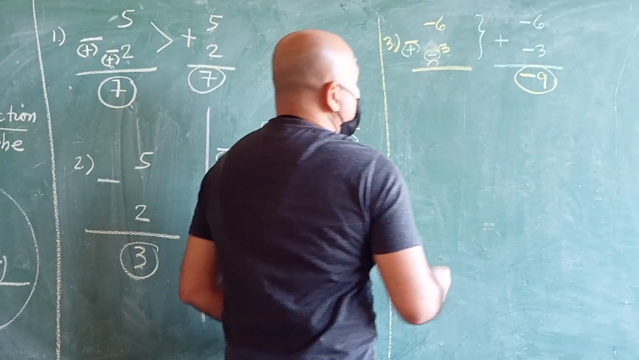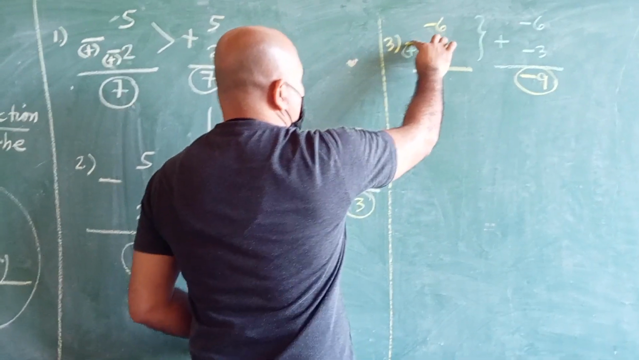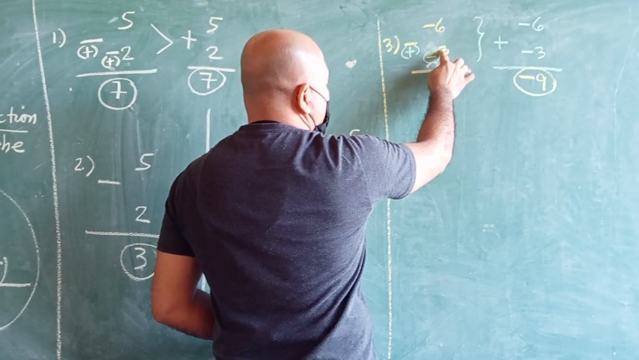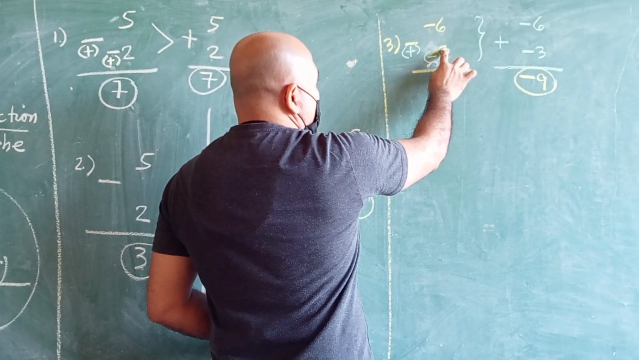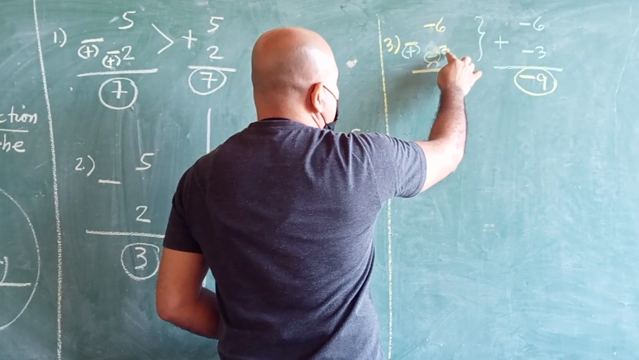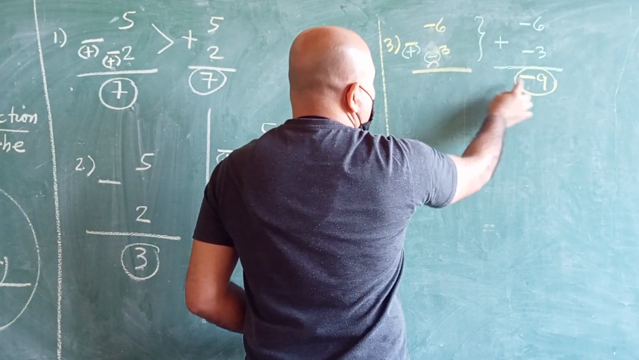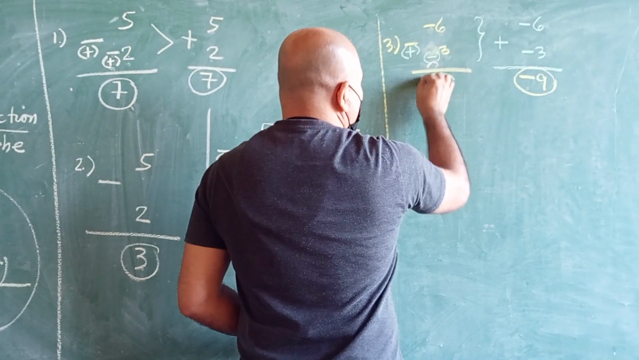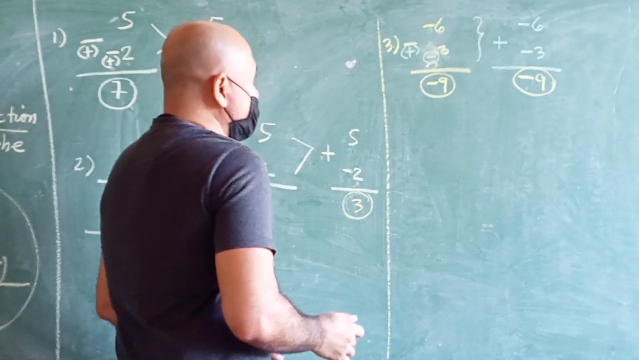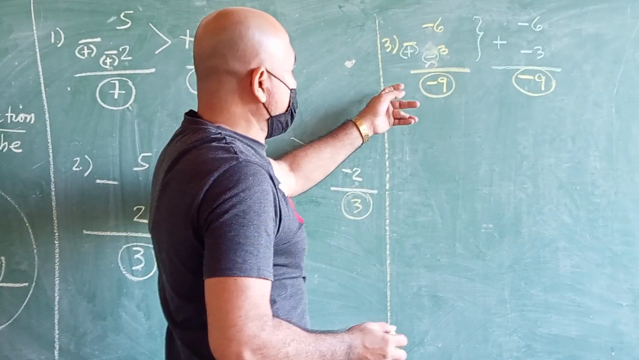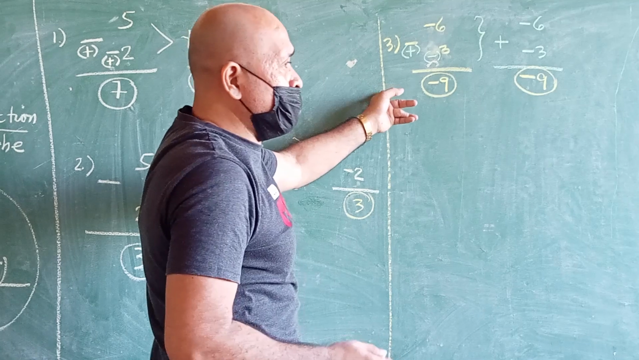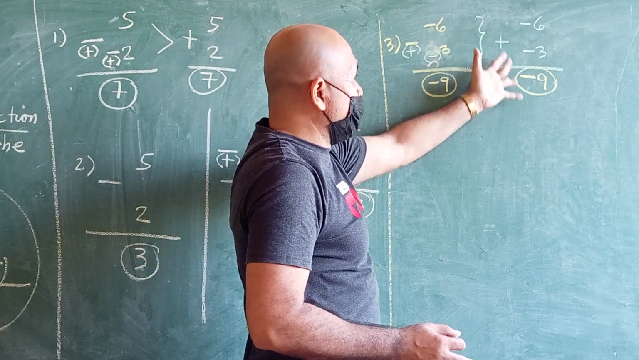So therefore, class, negative 6 minus positive 3, the answer is negative 9. When you master the rules in subtracting integers, it is not necessary for you that you do this one.